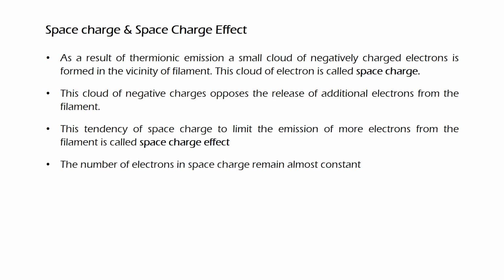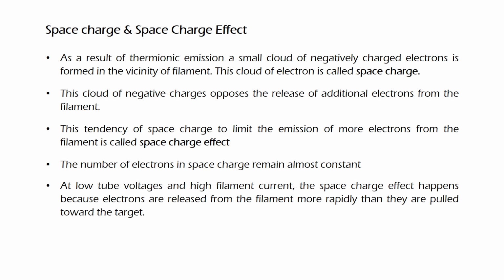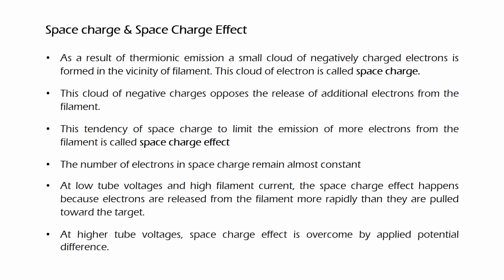The number of electrons in the space charge remains almost constant. At low tube voltages and high filament current, the space charge effect happens because electrons are released from the filament more rapidly than they are pulled toward the target. At higher tube voltages, the space charge effect is overcome by the applied potential difference.